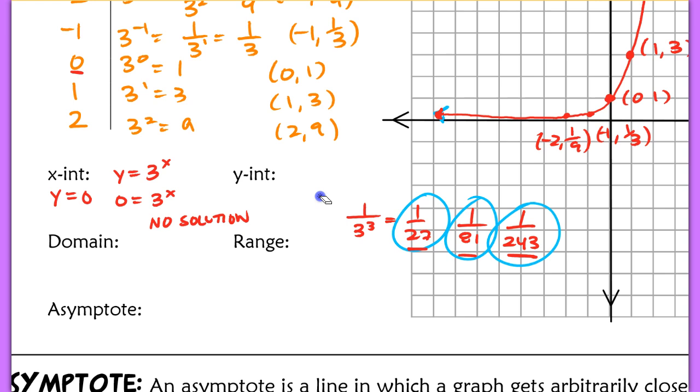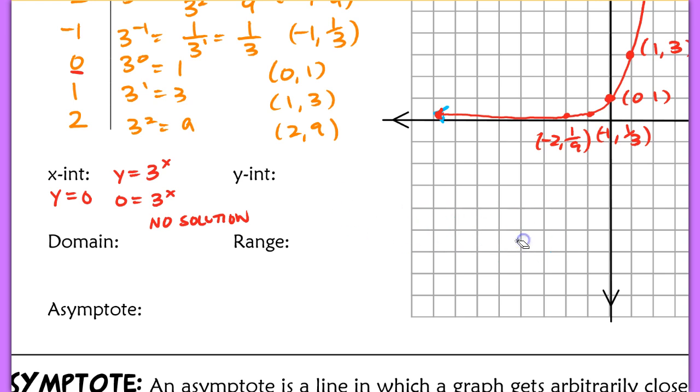So in place of writing a coordinate here for our x-intercept, since there is no solution, there's no actual x value that will make that equal 0, you're going to write does not exist, DNE. So an exponential function is not going to have an x-intercept in this case. This particular exponential function does not have one.